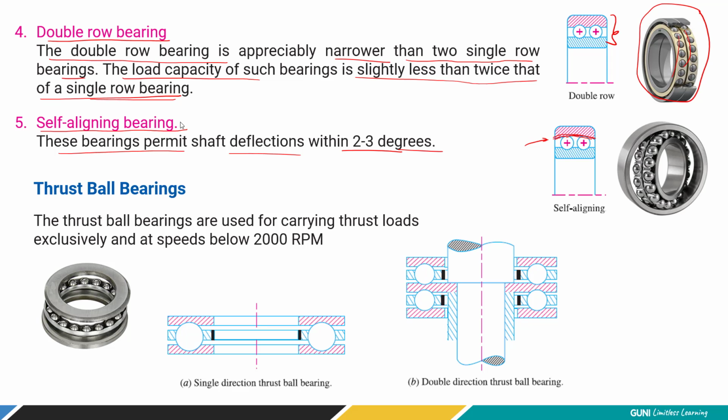Now self-aligning bearing, where is it used? Wherever accommodation of shaft deflection is required. There are chances because of load the shaft may deflect, but that deflection needs to be accommodated within the range of 2 to 3 degrees, right? So it is only possible. Let's say in this bearing, the load comes, right? So these balls may shift to the right side or may shift to the left side. The row of balls may shift left or right.